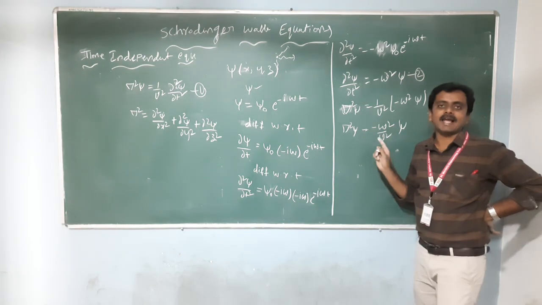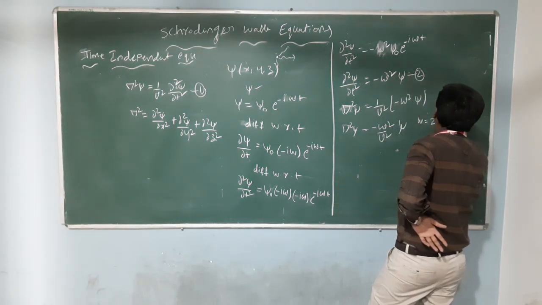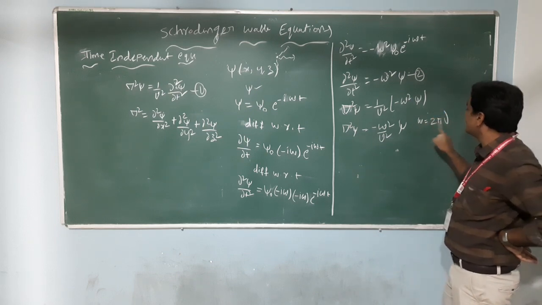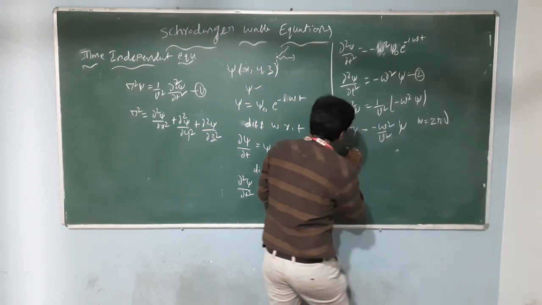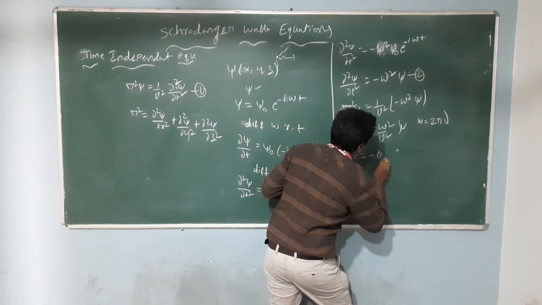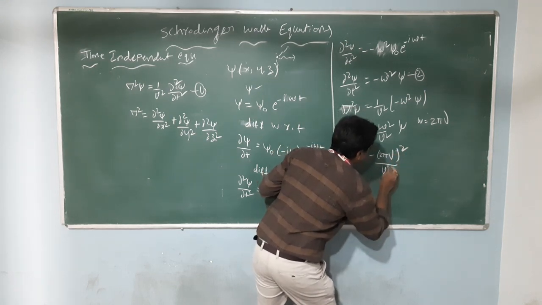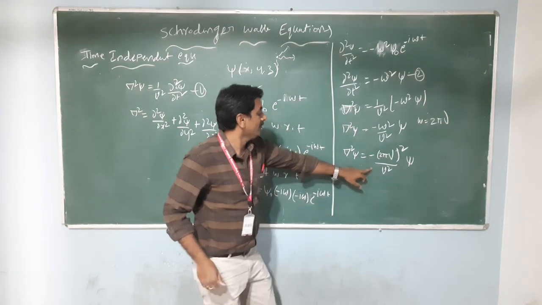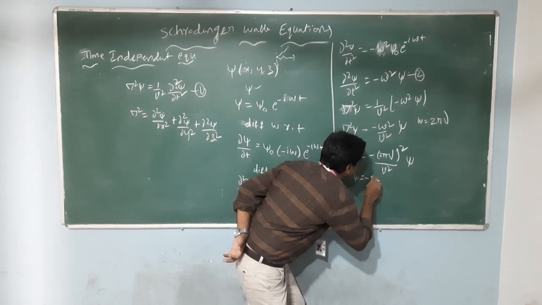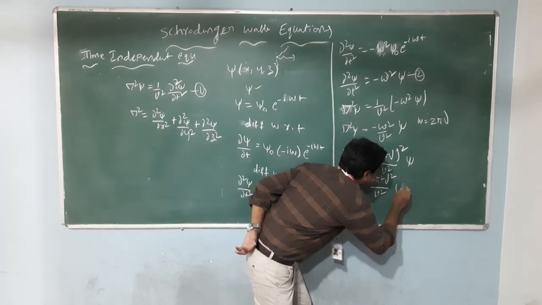There is a relation between angular frequency and linear frequency: omega is equal to 2 pi into nu. Nu is the linear frequency here, omega is the angular frequency. If you substitute the omega value here, we get del square psi is equal to minus 2 pi nu, whole square, by v square into psi. Simplifying further, del square psi is equal to minus 4 pi square nu square by v square into psi.